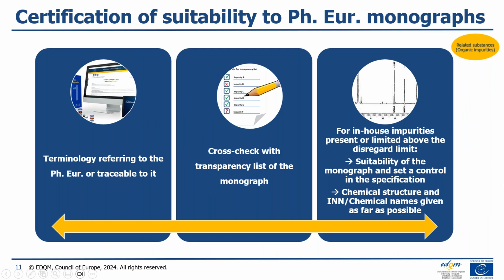So while applying for the certification of suitability to the European monograph, you have to use a terminology that is referring to or is traceable to it. You have to cross-check the transparency list of the monograph to see if all the impurities are possible in your manufacturing process. And if you have an in-house impurity present or limited above the disregard limit, suitability of the monograph has to be demonstrated, and a control in the specification for those impurities has to be implemented. And chemical structure and possibly chemical names have to be given also.